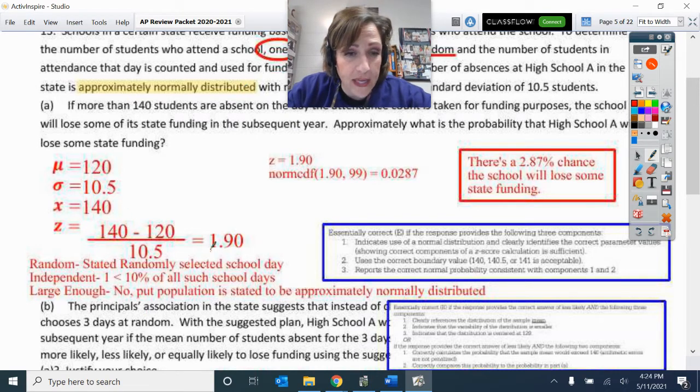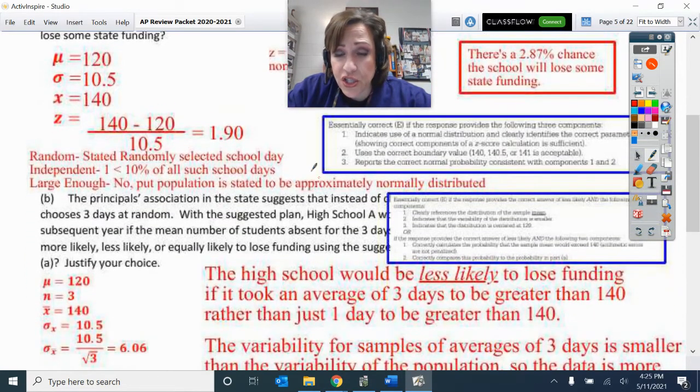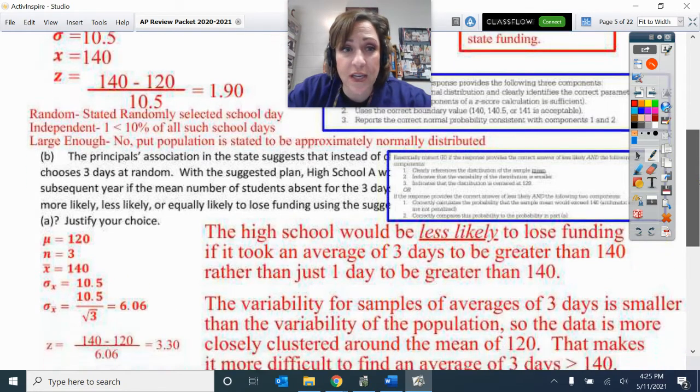We can do z-scores and normal model math about one day because we are told it's approximately normally distributed. So that's why I put the x minus the mean over the population standard deviation. There's the z-score, and then I norm CDF. If they are really averaging 120 with that standard deviation, then there's just about a 2.87% chance that they would lose state funding because they would just happen to pick one of those days that's above 140. So you had to do that to get credit.